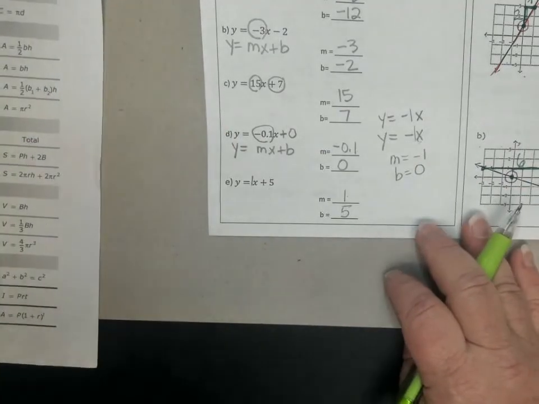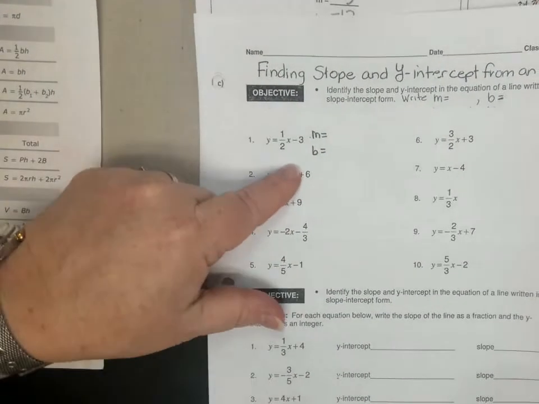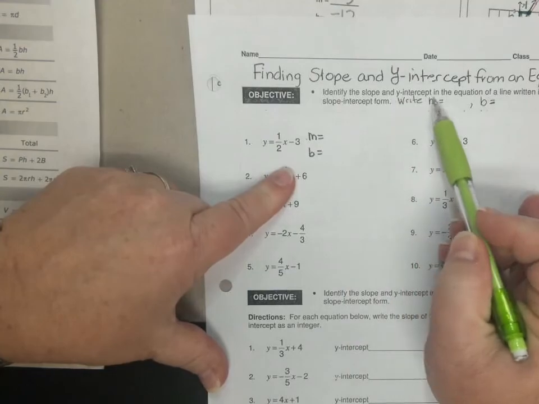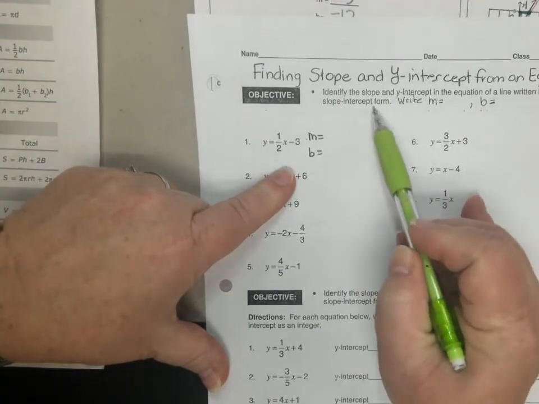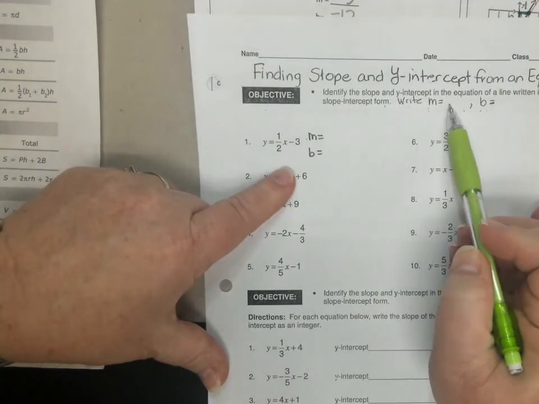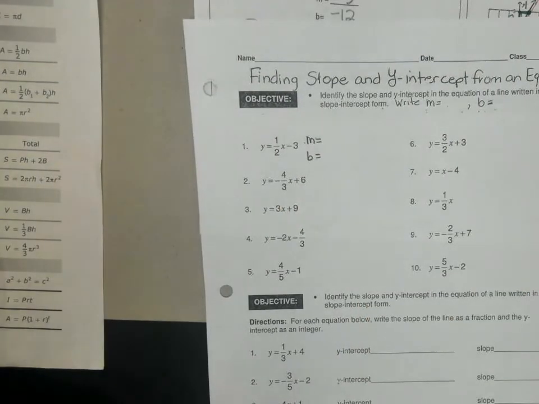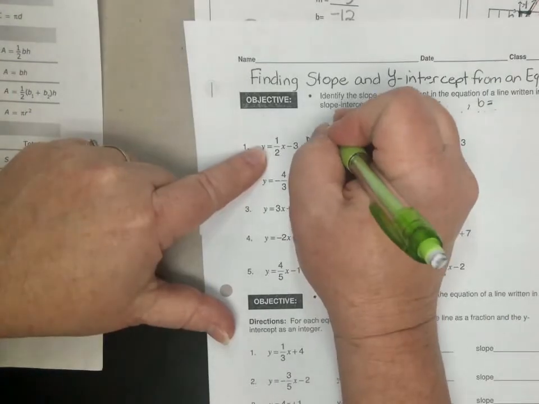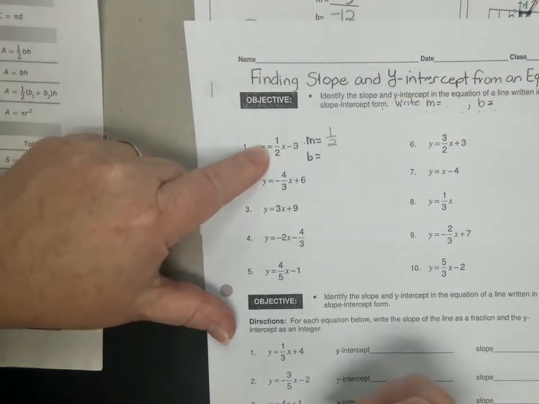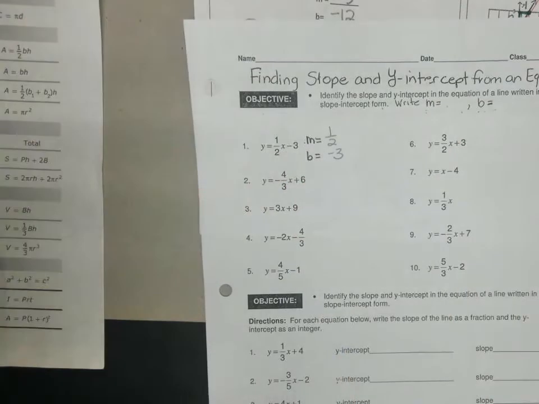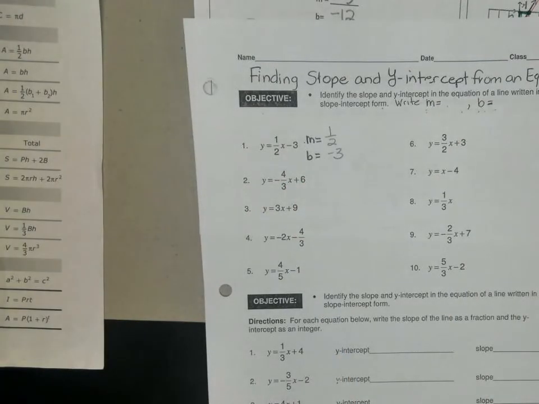And other than that, here in your practice, I know it isn't written for you. We said identify the slope and y-intercept in the equation of a line written in slope-intercept form. Write m equals and b equals. So every problem needs an m equals and then the number, and a b equals and then the number. Yes, you will have to write it. Okay, so here I would have m is 1/2 and b is -3. Make sure you include the sign that's in front of it. If it's positive, we don't write it. If it's negative, you need to write it.